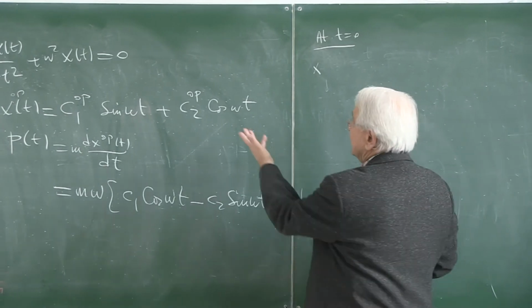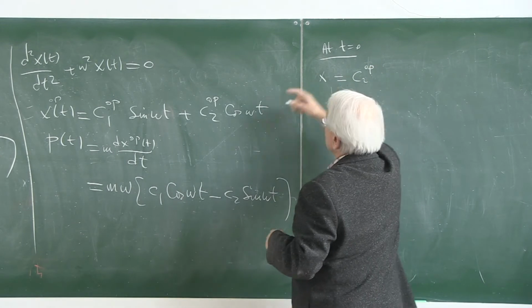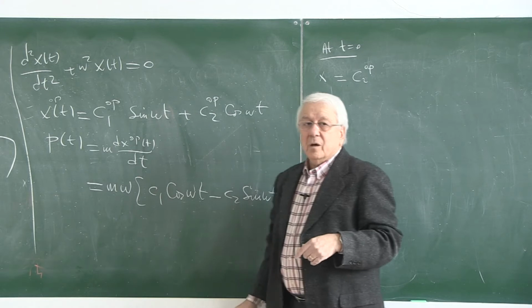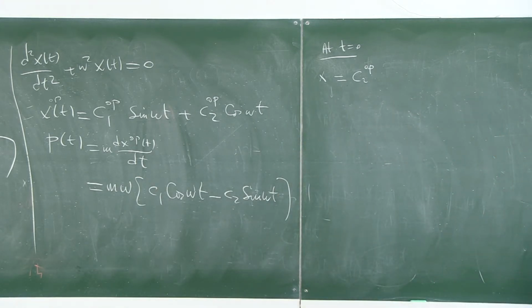And what is the right-hand side? Right-hand side is just C2 operator, right? Because the sine vanishes, cosine becomes 1. Therefore, C2 is automatically determined.